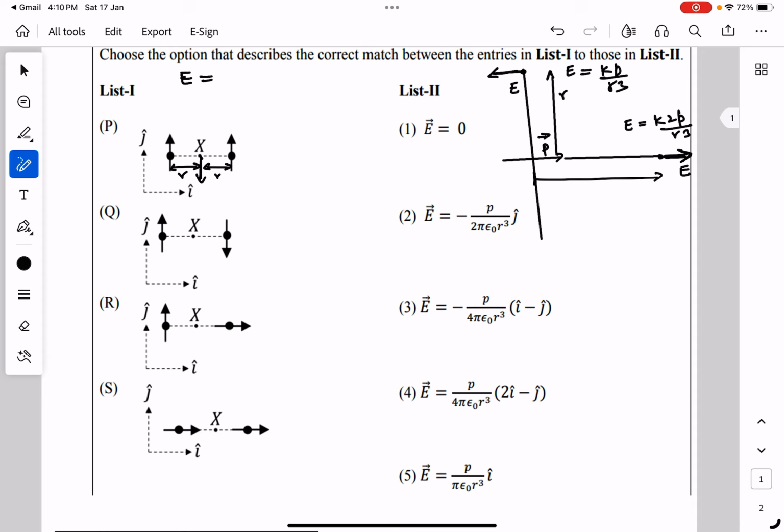the electric field at point X will be equal to twice of 1 upon 4 pi epsilon naught p upon r cube, and this is in minus j direction. So this is equal to minus 1 upon 2 pi epsilon naught p upon r cube, and this answer corresponds to number 2 in the list 2.